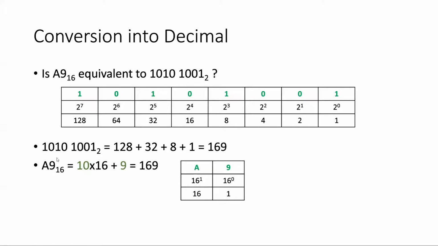And when we convert the hex value to decimal, A represents 10, and we need to multiply it by 16, because in the first position we have 16 to 0, and in the next position we have 16 to 1, which is 16. And we add it with 9. So again, we get 169. So these two numbers are equivalent. These two representations in hex and binary are correct. They correspond to each other.